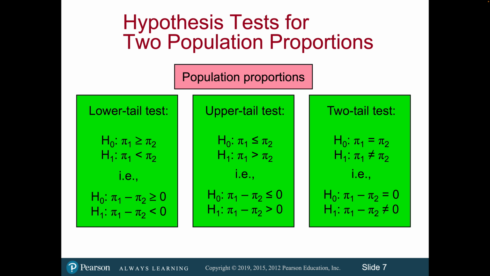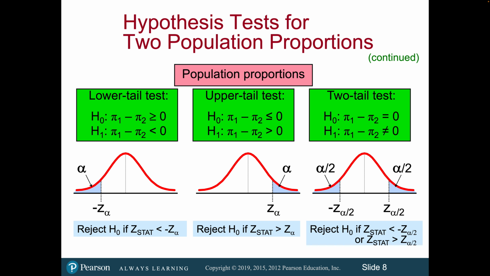The null and alternative hypotheses are a function of whether we're doing a lower tail, upper tail, which are both one-tail tests, or a two-tail test. That should look pretty familiar. It follows the model of the independent samples t-test that we studied previously. So that should look familiar as well.